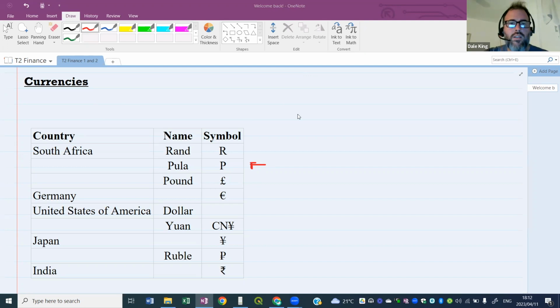Well done, Bianca. Botswana. Lesedi, good guess. Yes, Lesotho has got their own currency. The pula, Botswana pula, is the one we're looking for. Very good. So Botswana, let me write that in.